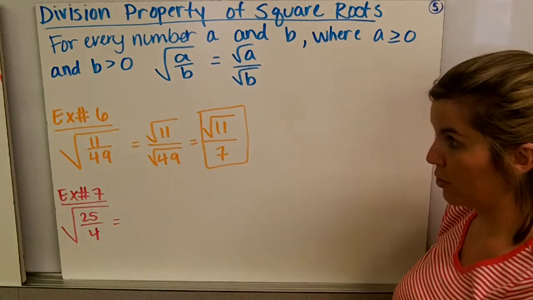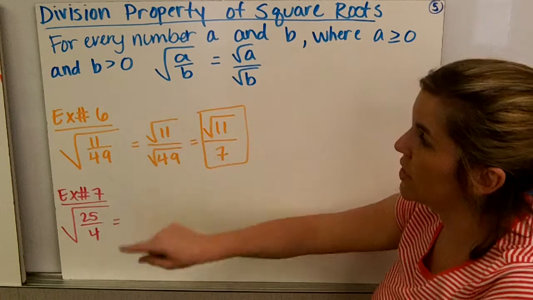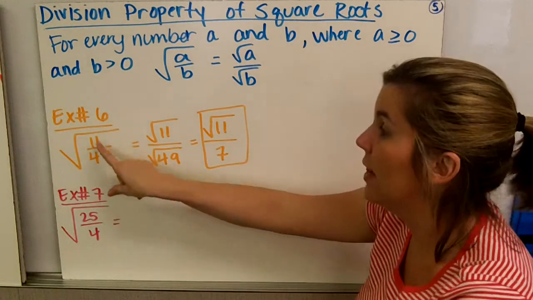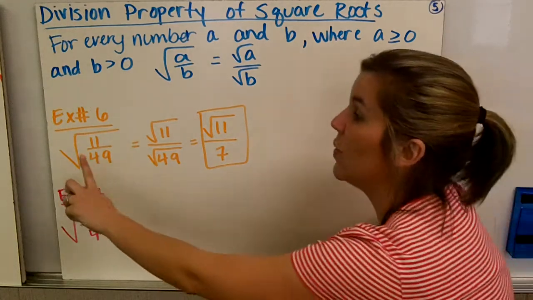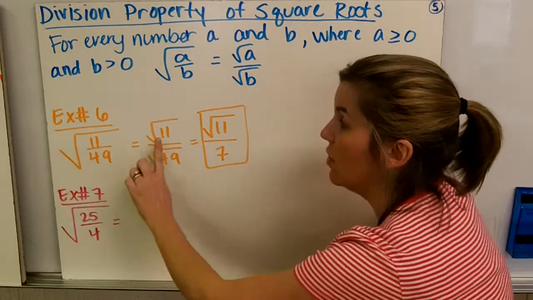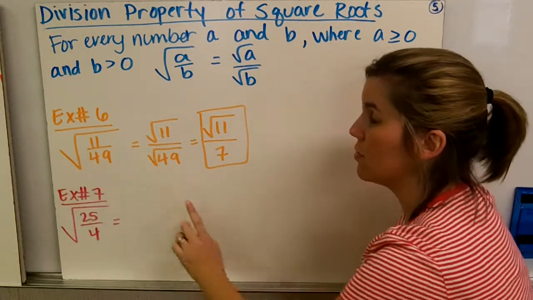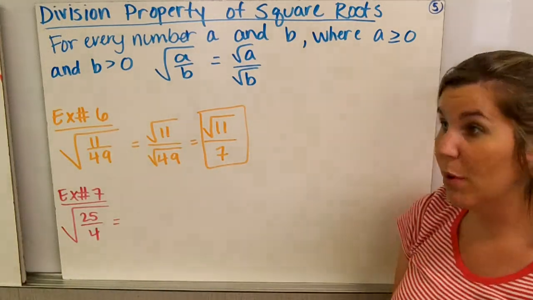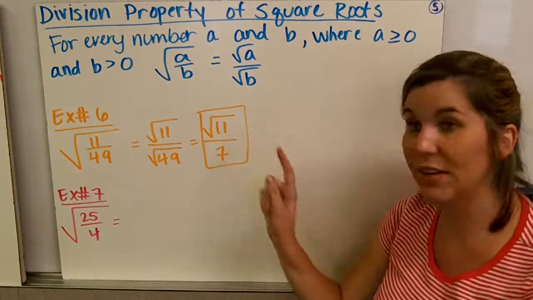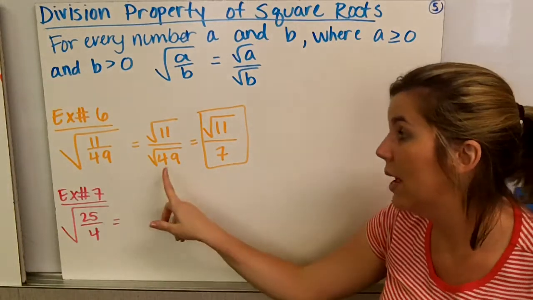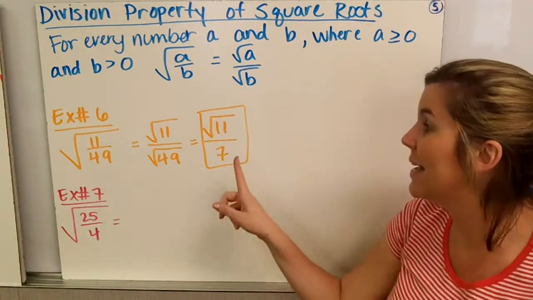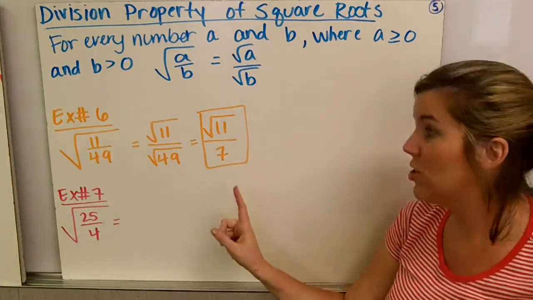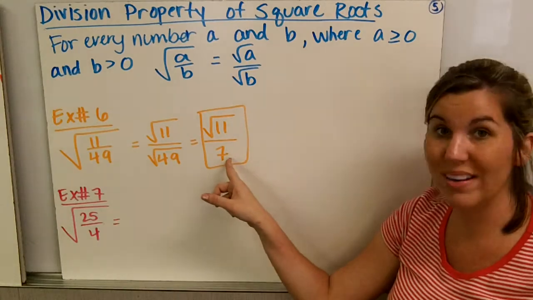Using this property, example number 6, the square root of the fraction 11 over 49. So I can separate it into two pieces, the square root of 11 over the square root of 49. Well, the square root of 11 isn't a perfect square, so I can leave it in this radical form. However, the square root of 49 is 7. And this is in simplest form. I can have a fraction, I just can't have a radical in the denominator.